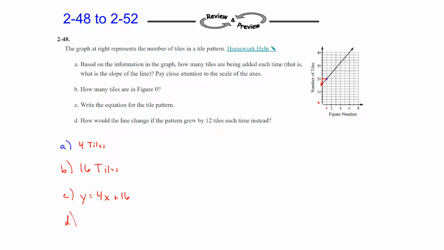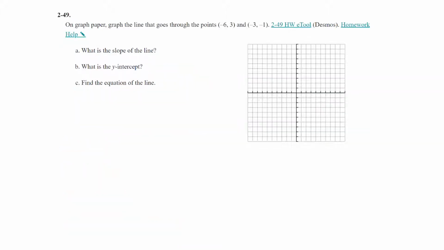And then on part D: how would the line change if the pattern grew by 12 tiles each time? The line would get steeper if we're growing by more tiles than 4. So we can just say that the line would be steeper. And that answers those 4 questions about the graph.